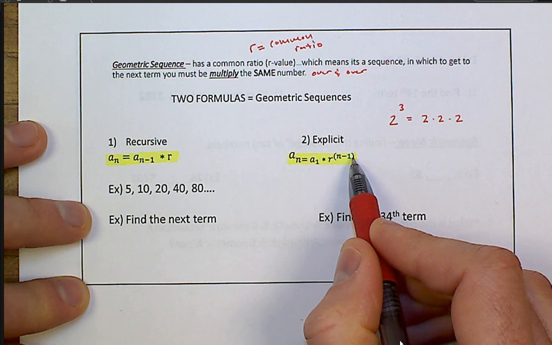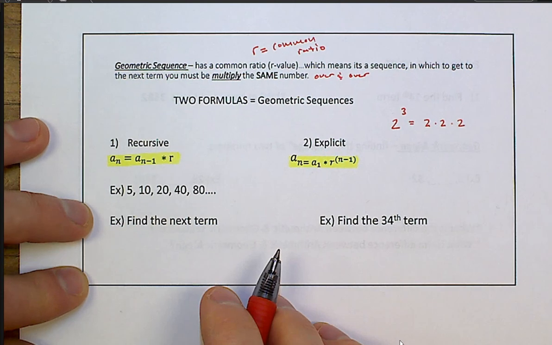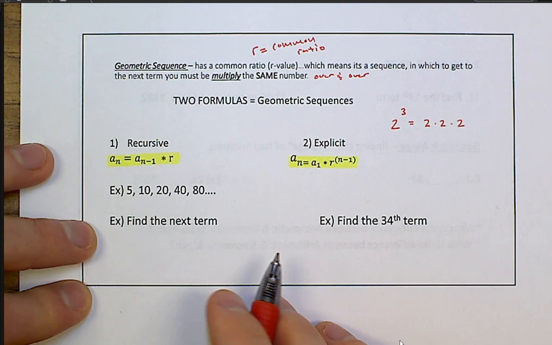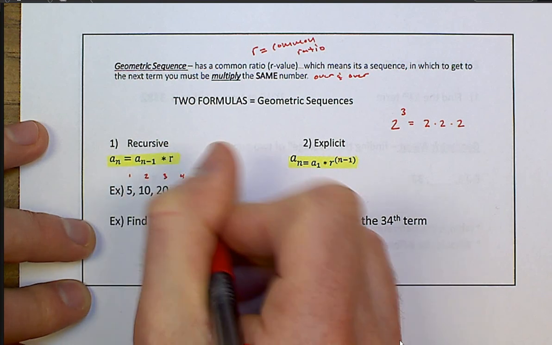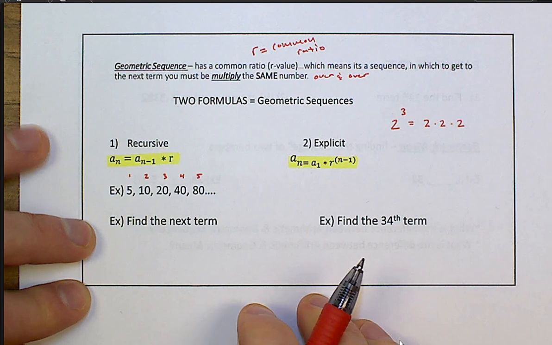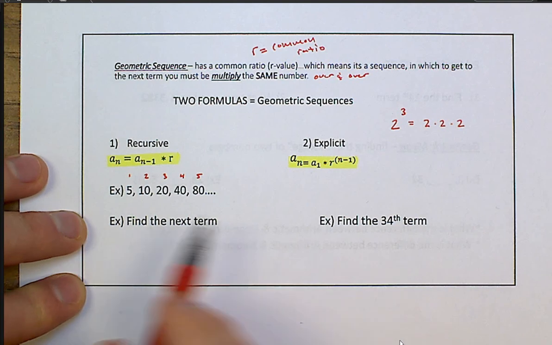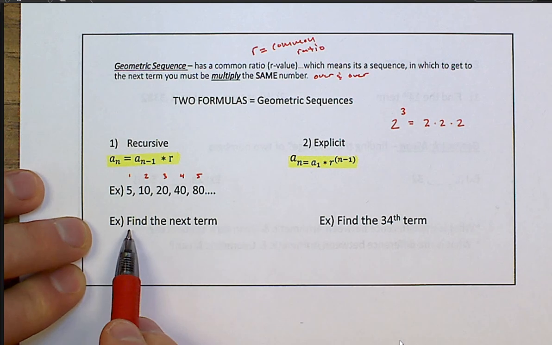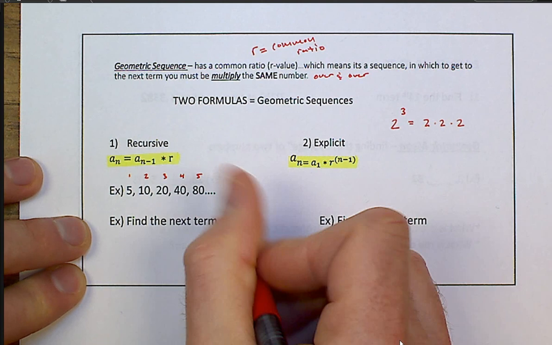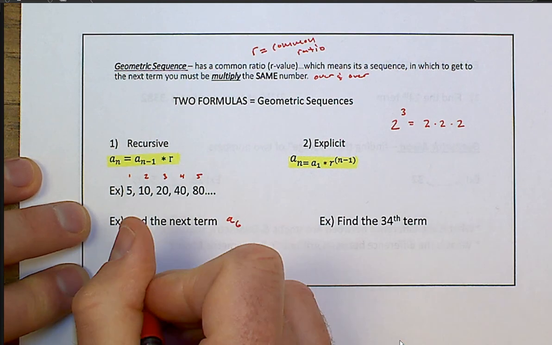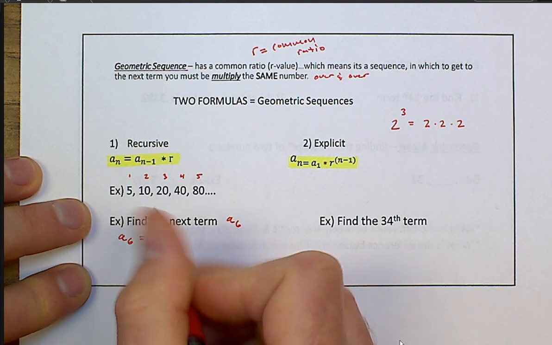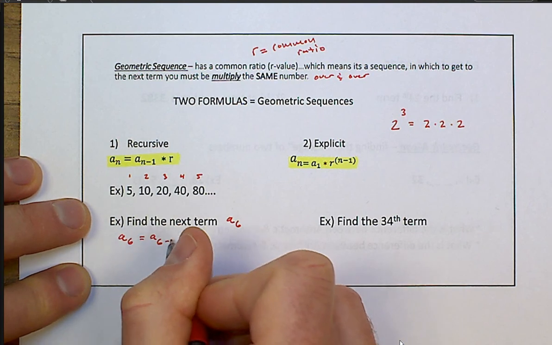Okay, so let's take a look at the first one. We have 5, 10, 20, 40, and 80. Again, I always label my terms. Okay, so for the directions on this one, I want the next term. So basically, I want a sub 6. So that would be our recursive formula. So that would be a sub 6 equals a sub 6 minus 1. I'll write it out for you.